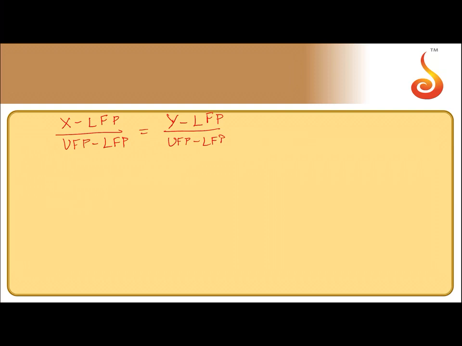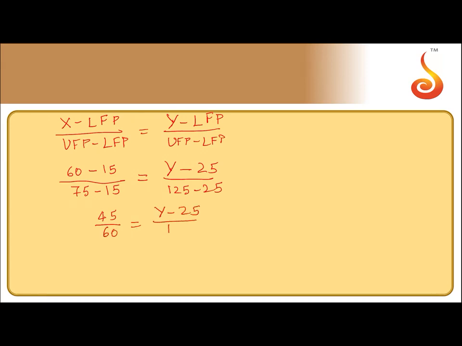So they have given the temperature measured by X is 60 degrees, lower fixed point is 15 degree, upper fixed point is 75 degree, lower fixed point is 15. That should be equal to Y. We have to find, lower fixed point is 25, this is 125 minus 25. So this turns out to be 45 by 60 is equal to Y minus 25 divided by 100.